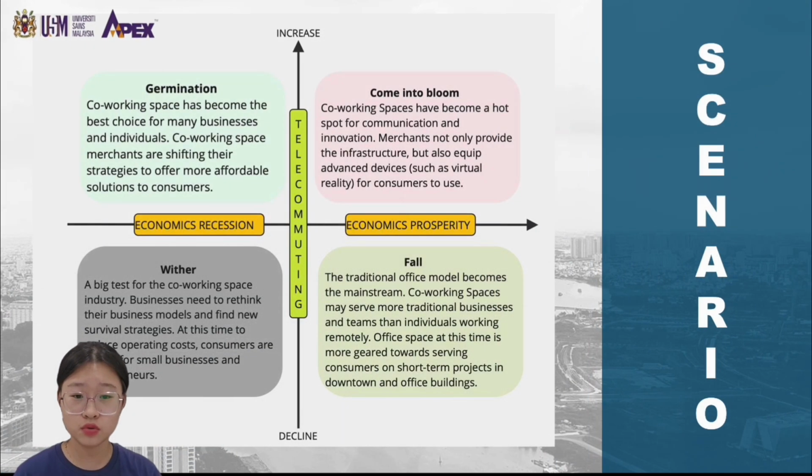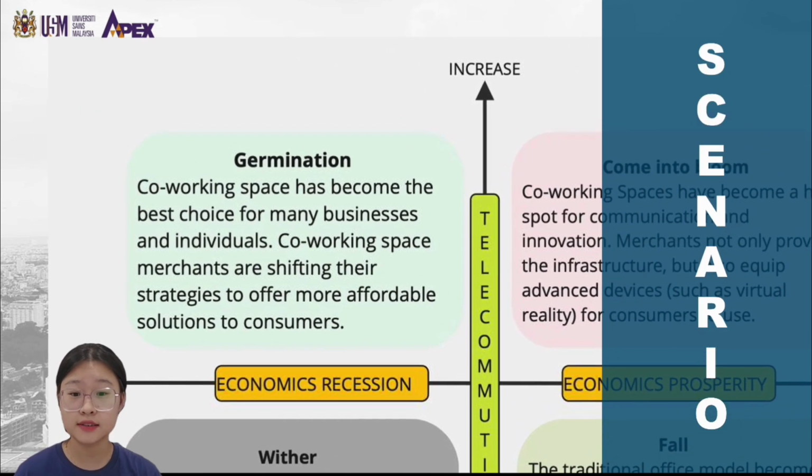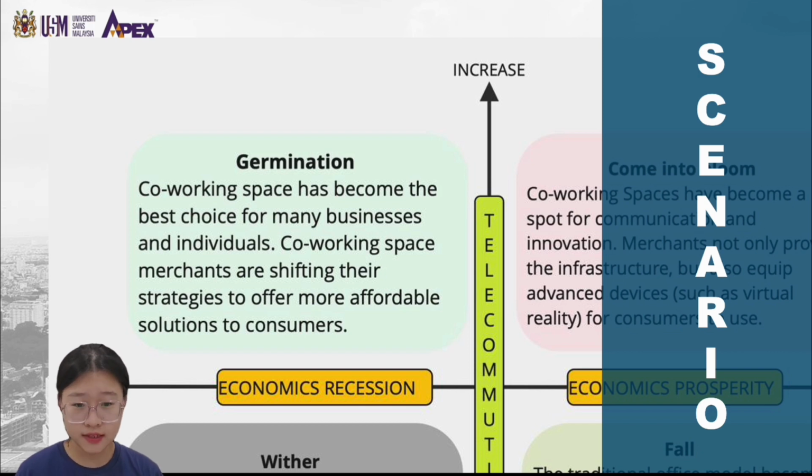Based on the above 2 uncertain factors, we can use the scenario matrix to create scenarios and storylines. We use the life of a flower to name 4 different scenarios. First, germination. This period is at the top left corner of the matrix, where shared office space becomes the best option for many businesses and individuals. Due to the recession, shared office space merchants may shift their strategy to offer more affordable options to consumers.